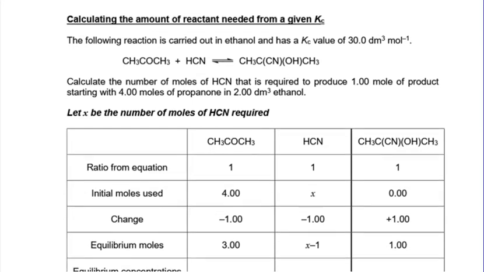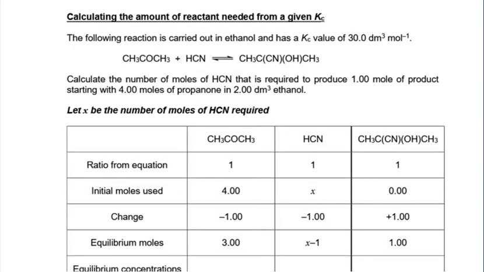So what information did we have? Well, we had the ratio was 1 to 1 to 1. We were told at the start that we had 4 moles of propanone, so that's gone in there. And we were told at equilibrium that we produce 1 mole of product, so that's gone in there. We knew we started with 0 product.